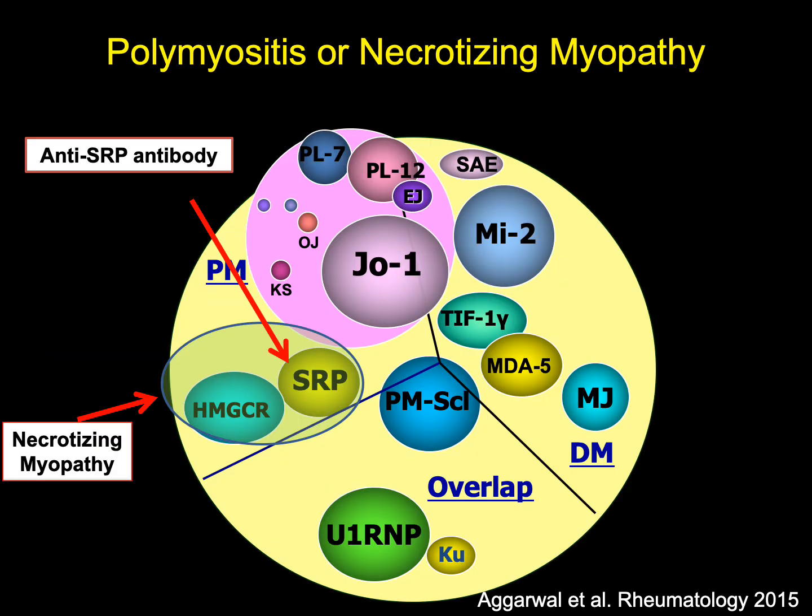Next, we will focus on necrotizing myopathy autoantibodies, amongst which there are two antibodies. One is called SRP, another is called HMGCR. First, let's discuss anti-SRP antibody patients.